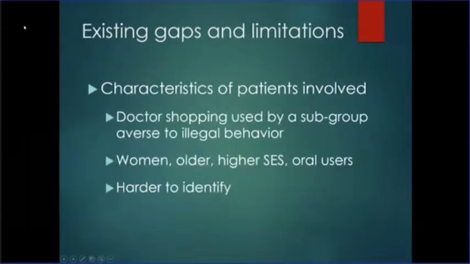So in terms of the characteristics that are involved, we know that doctor shopping tends to be used by a subgroup of people that are averse to illegal behavior, right? So it tends to be women are more likely to doctor shop, patients who are older, those who are higher in socioeconomic status, and people who take their drugs orally rather than injecting them. And so these are people who, in a typical clinical encounter, would not be likely to raise red flags for providers. So for this reason, they're not checking the prescription drug monitoring information, and so this makes these people a lot harder to identify.